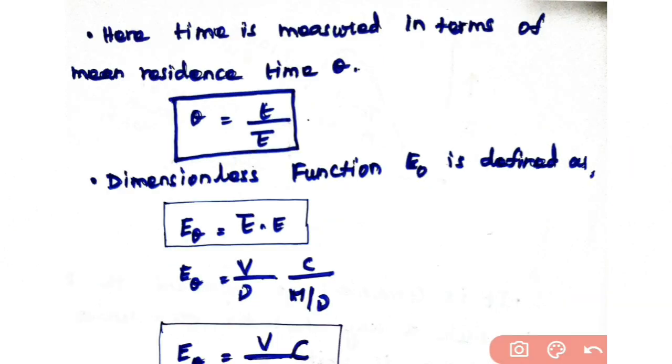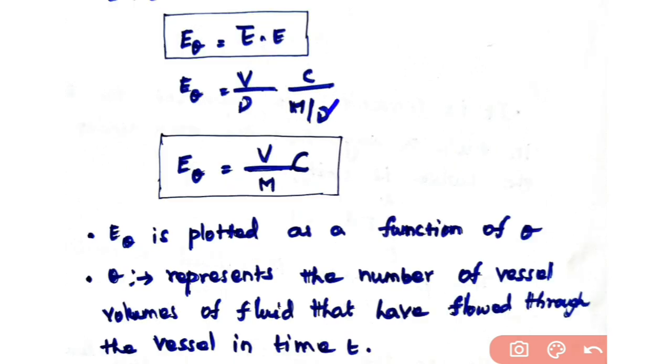We have another RTD function, E theta. It is a dimensionless function. Here E theta is defined as T bar into E. Then we can define the parameter theta as T divided by T bar. E theta is equal to T bar into E. The formula for T bar is V divided by nu, and E is equal to C divided by M by nu. So this nu will cancel out, and you will get V divided by M into C.